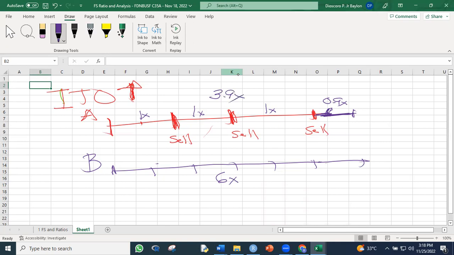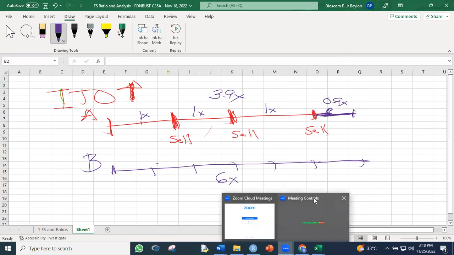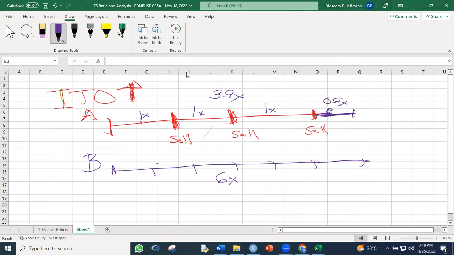Okay, in that regard, who is the better performer? Kindly chat, please. Which is the better performer in terms of inventory turnover? A for our company and B for the direct competitor. I'd like to hear it from you, class. Which is the better performer in terms of turning over the inventory?